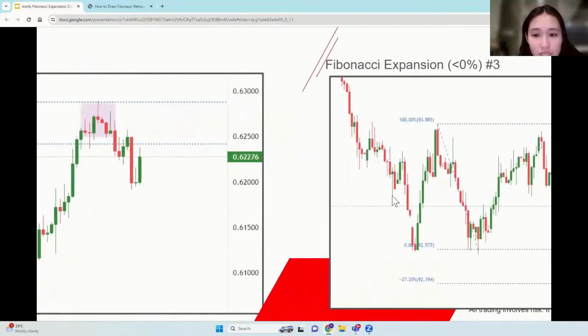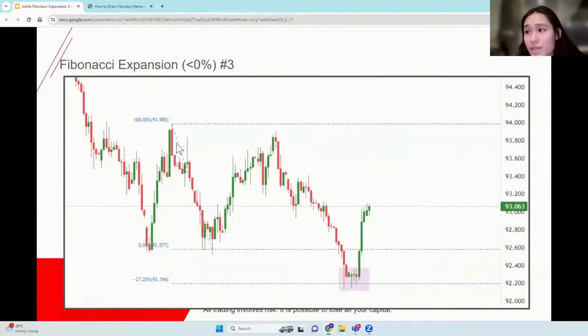Okay, another example here. Once again, take note of the flash shape. Okay, it has definitely surpassed more than 50%, almost 100% over here. And then price reacted off the minus 27.2% Fibonacci expansion level.